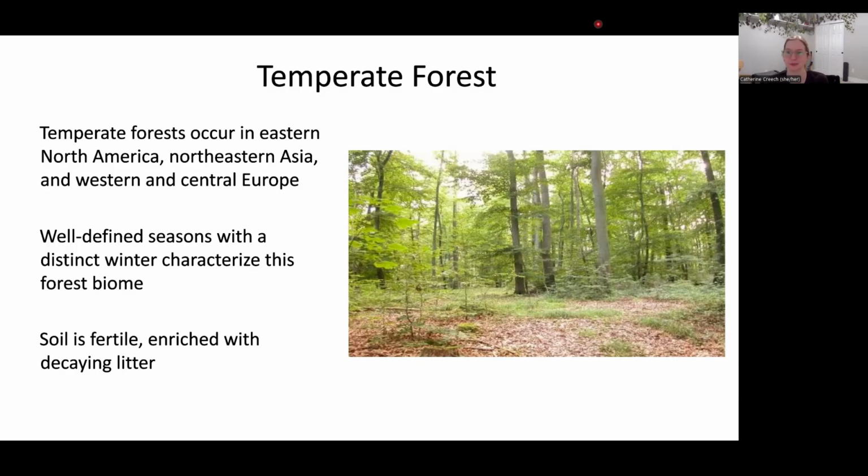Because it gets these really cold periods, the soil doesn't get leached out very often, and there's not intense competition for decomposition. And so these soils tend to be very fertile. And it says enriched with decaying litter. By litter, they mean leaf litter. So a lot of these trees in temperate forest are going to be deciduous. They're going to drop their leaves. So you have a full forest worth of leaves on the ground every year, and that adds a lot of nutrients.